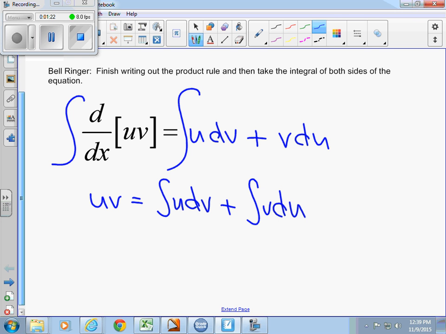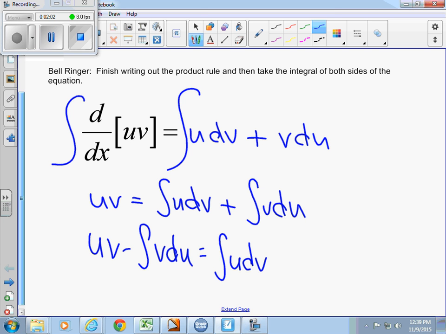With some rearranging, for whatever weird reason we want to rearrange, we can get a formula for the integral of u times dv. So this is a way to undo a product rule in an integral. Now this is the proof. Of course, this is very unuseful to you at this point, but this is the formula we're going to be using today.